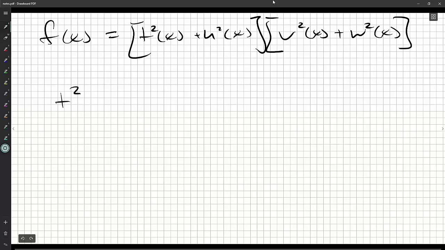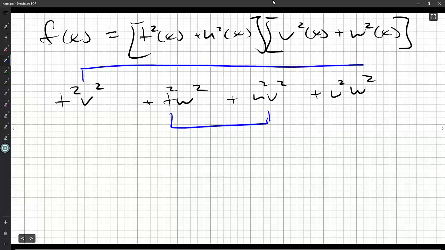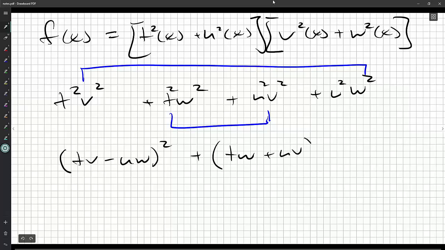So we get, I'm going to drop the of x's just because I'm trying to work this out. TV, TW, UV, UW. So we want to have that. This is a nice trick. Group pairs that have nothing in common. And so we leave this up here just to double check, but we should be able to do TV minus UW squared plus TW plus UV squared.